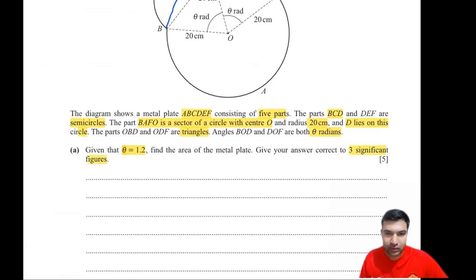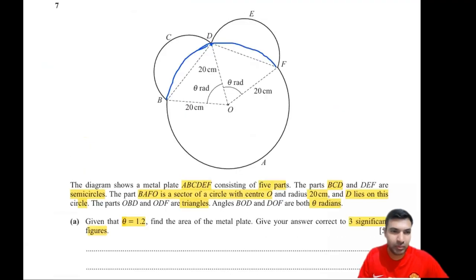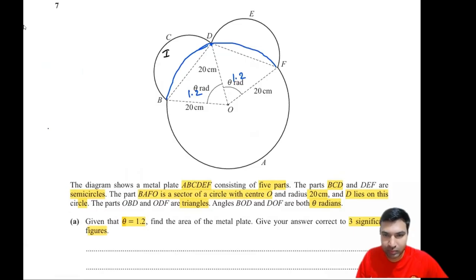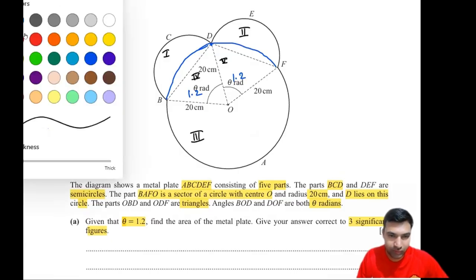All right, so theta is given to us. Now we have to compute the area. So let's do this bit by bit. Here this theta is 1.2, here also it's 1.2. Now let me mark these points. This is part 1, this is part 2, this is part 3, and this triangle is 4, and this triangle is 5. So in total 5 regions we have, and we have to find the area of the individual things.